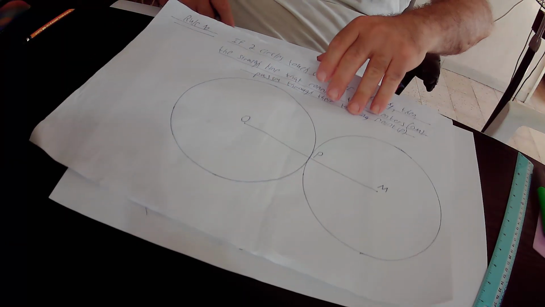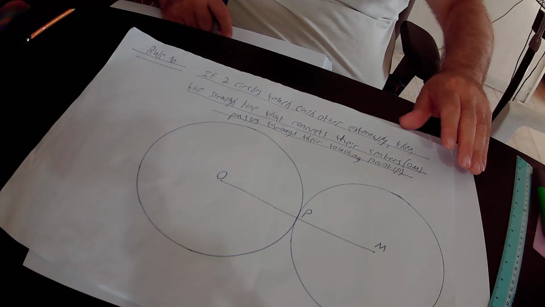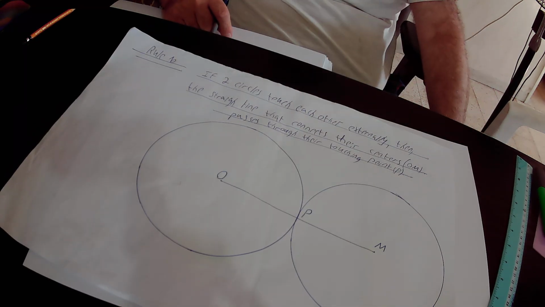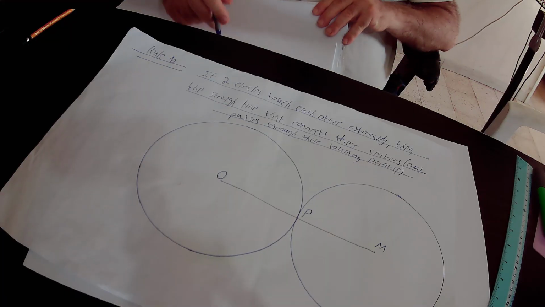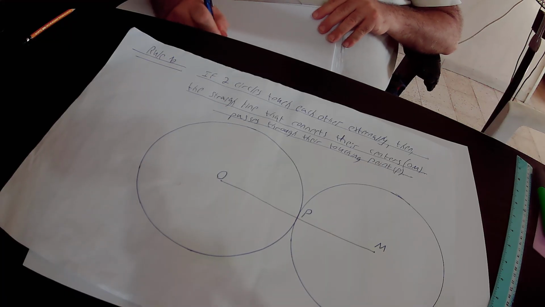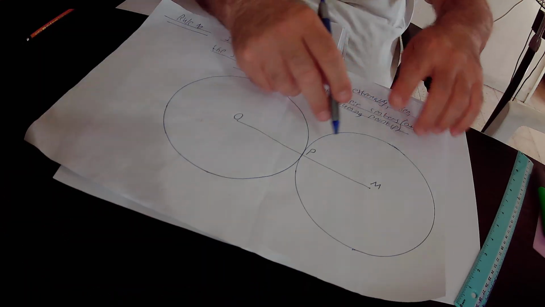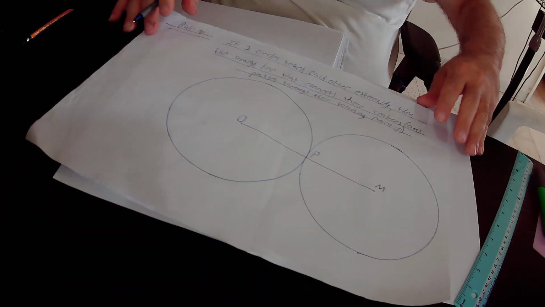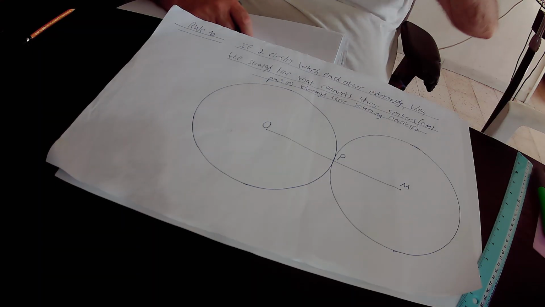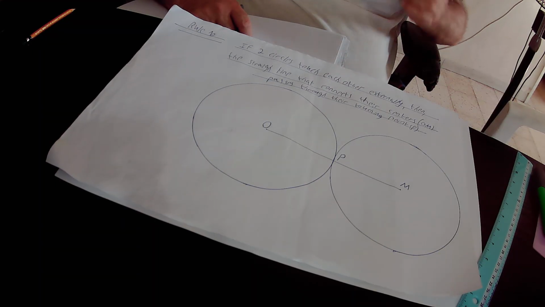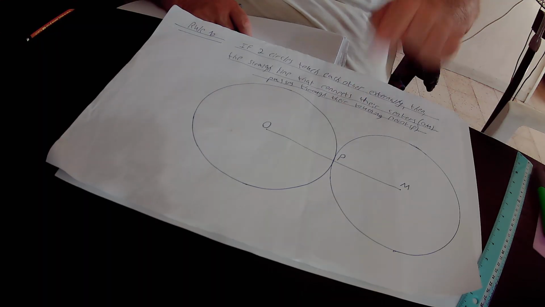According to rule 10, if two circles touch each other externally, then the straight line that connects the centers together passes through their touching point. So in the drawing, we have two circles, and they touch each other externally at this point, point P. That is to say, they have an external knot between them at this point, point P.